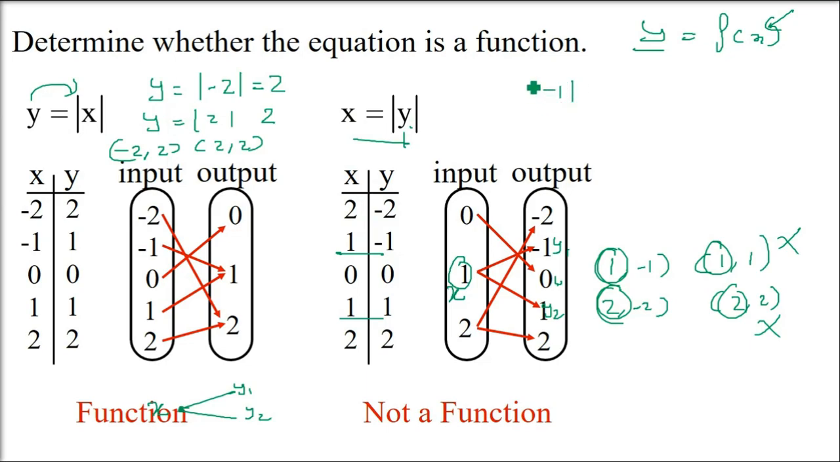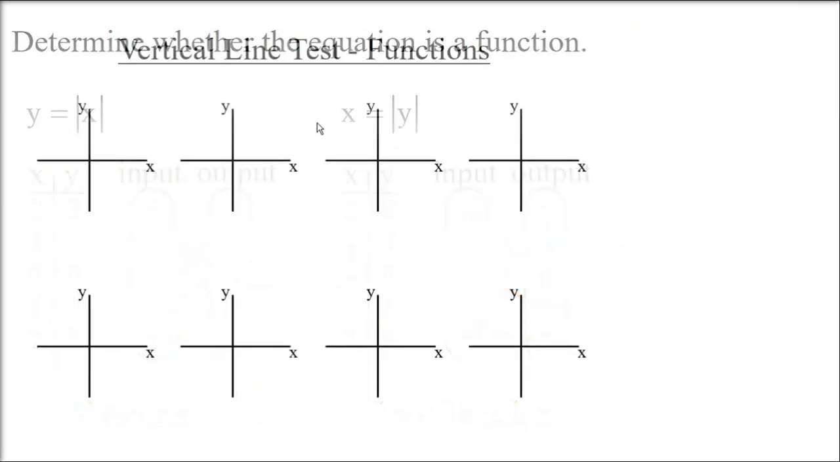Let me just again reiterate it. If I put y as -1, what do you get? X as 1. When you put y as +1, x will be 1. So for -1, 1, and for +1, 1. That is how this function has failed. The definition of function is failed. The first one was a function, the second one is not a function.